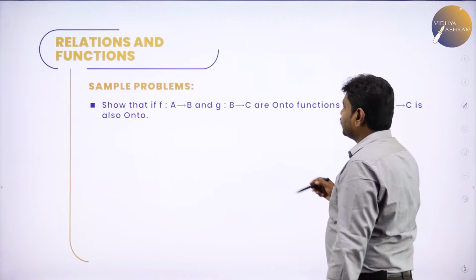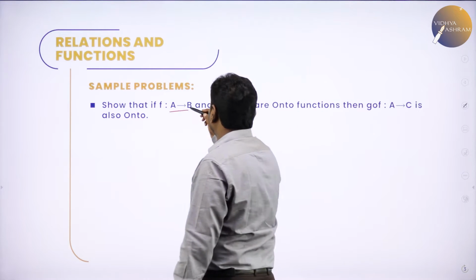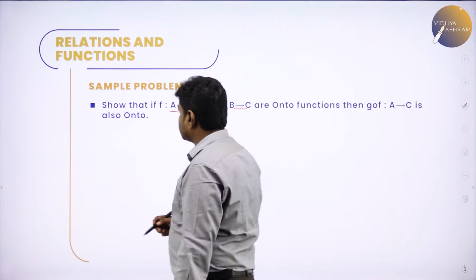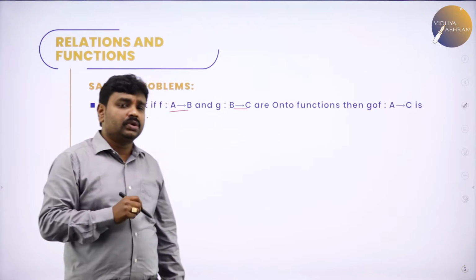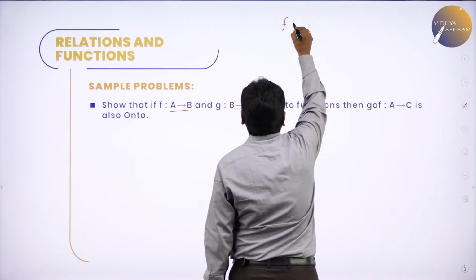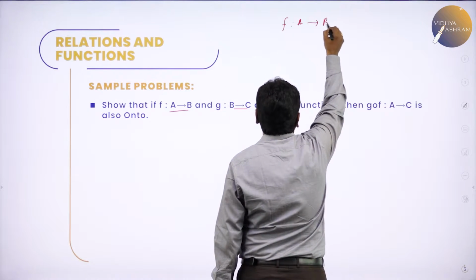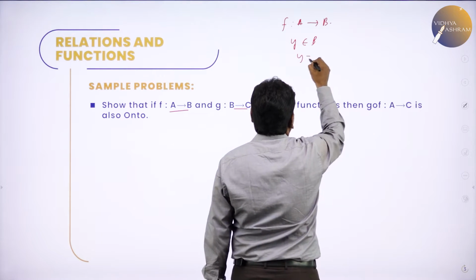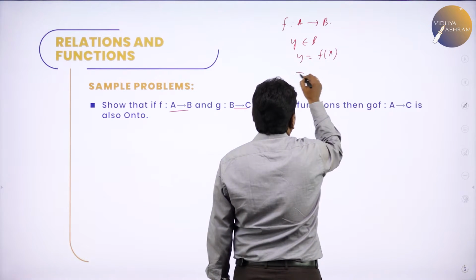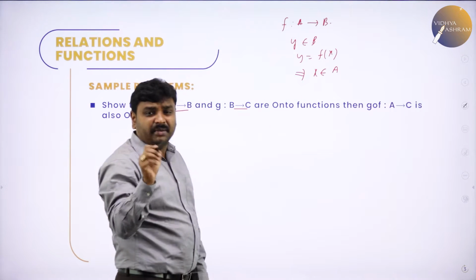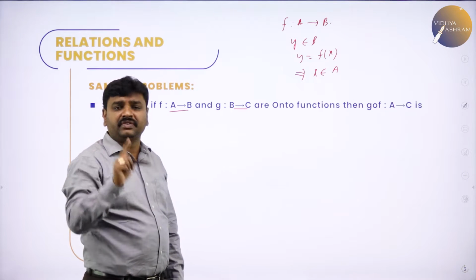Similarly, we have A maps to B and B maps to C. If GOF maps A to C, they want you to prove onto. Onto means what? All of you know, if I take a function f maps A to B, y belongs to codomain, y should be a function of x, and when you solve, x should belong to A. Every element in the codomain should have an image, then we call it onto.